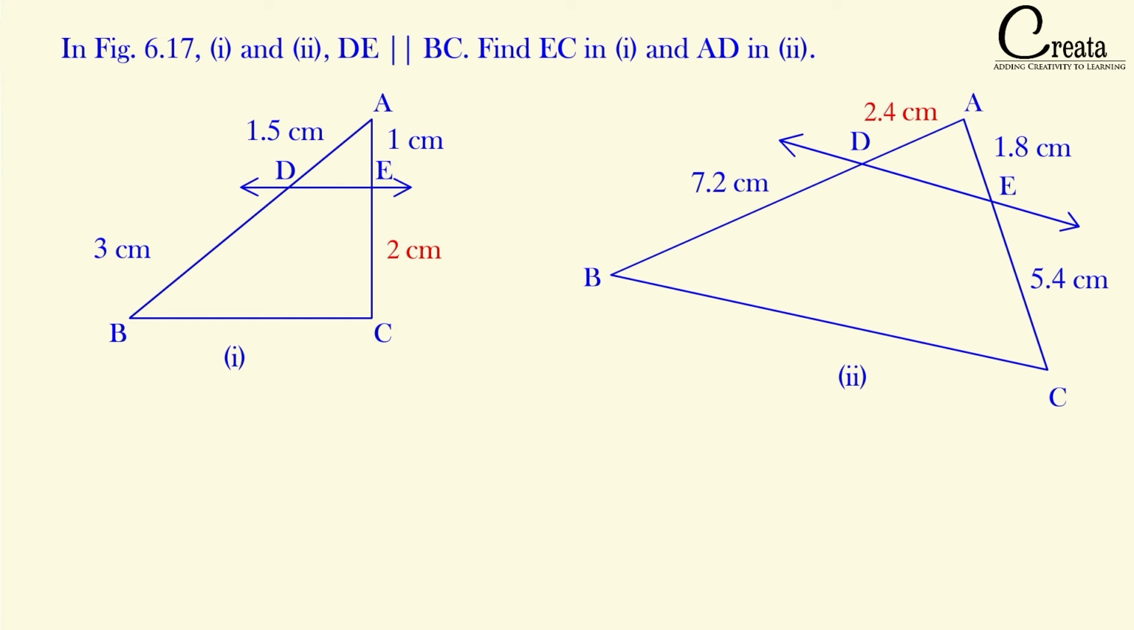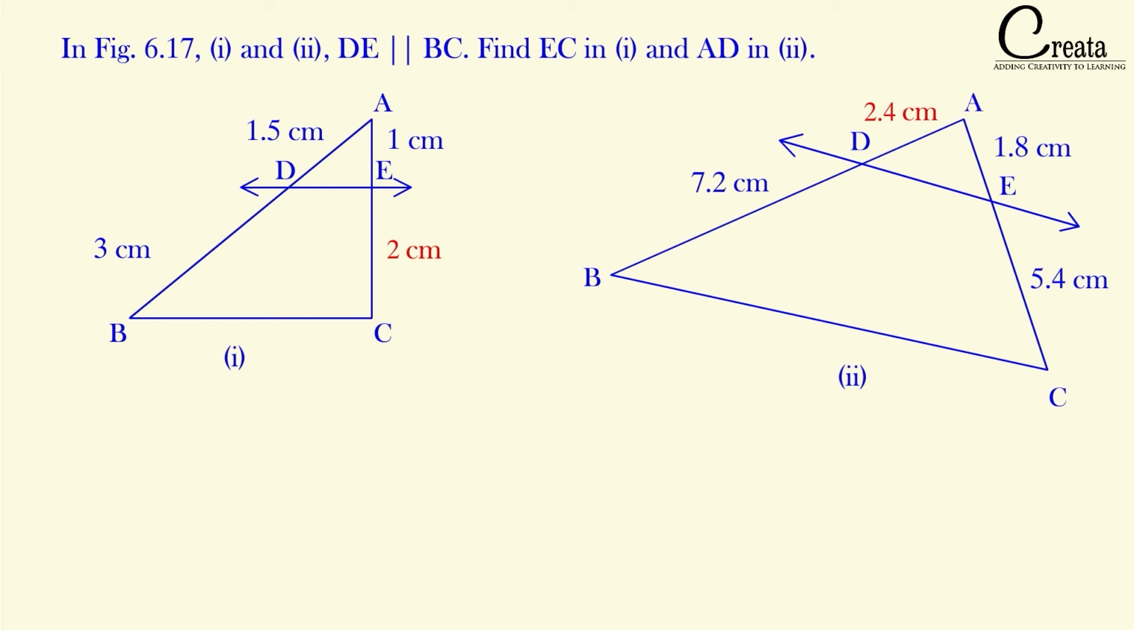Got it? In the ratio term, on the left hand side the ratio is 1:2. So on the right hand side also the ratio will be 1:2. AE is 1 cm, so EC will be twice of AE, that is 2 cm. Got it? Similarly, let's apply the same concept on figure 2.